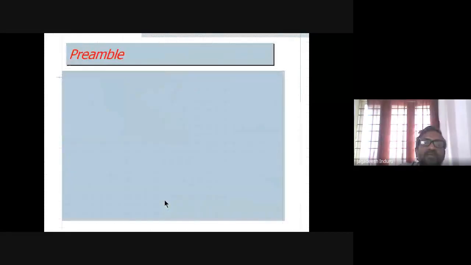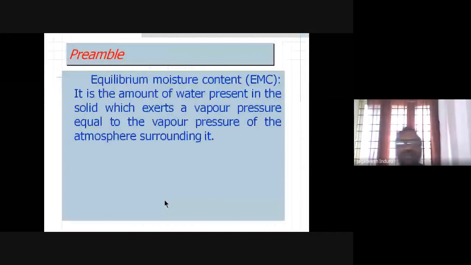Now, I have already told you this is equivalent to atmospheric pressure, the concept behind it. We need to understand some more terminology before entering it. One is called EMC. EMC is also called equilibrium moisture content. What is equilibrium moisture content? It is the amount of water present in the solid which adjusts the vapor pressure equal to that of the atmospheric pressure surrounding it.